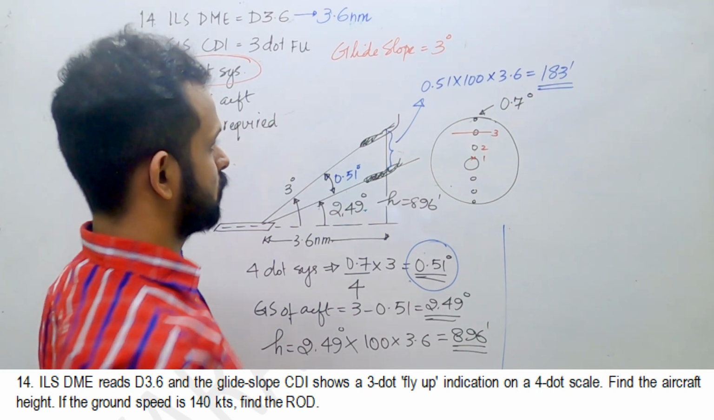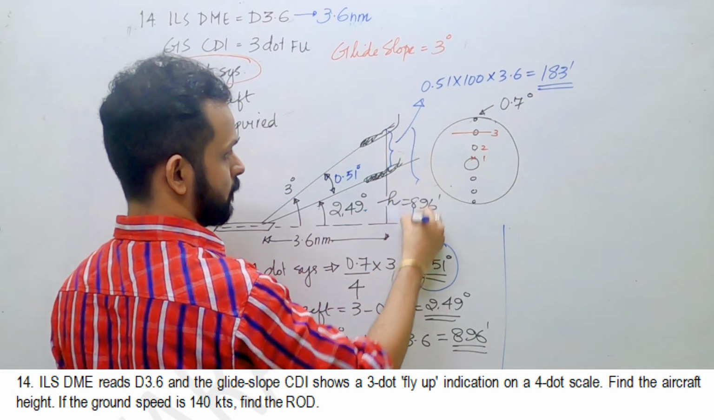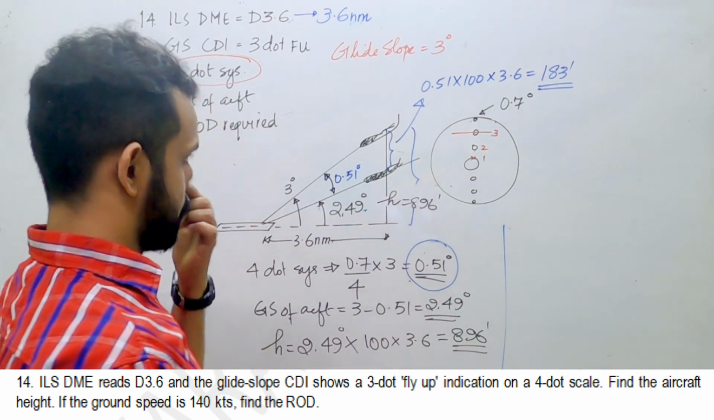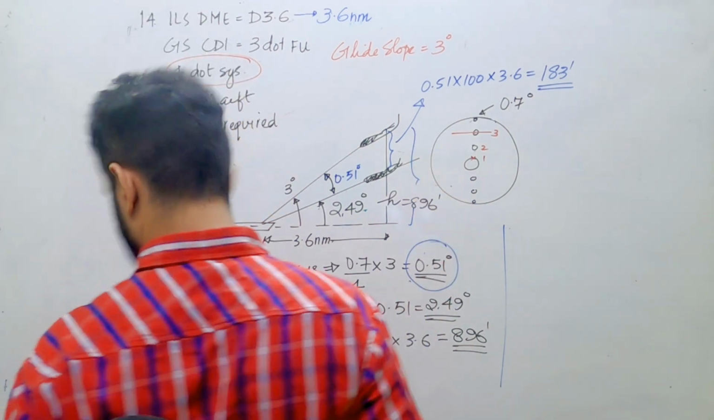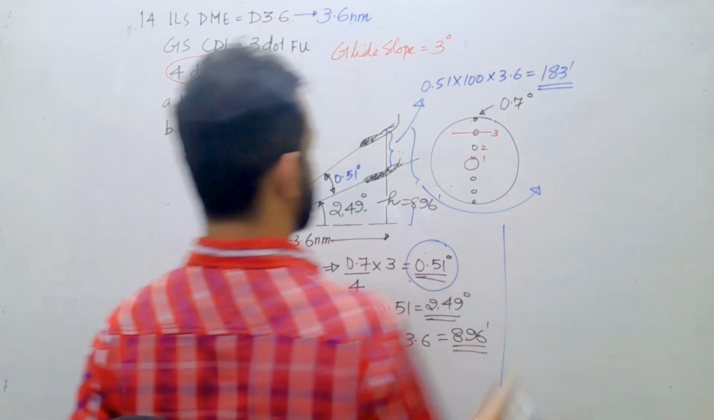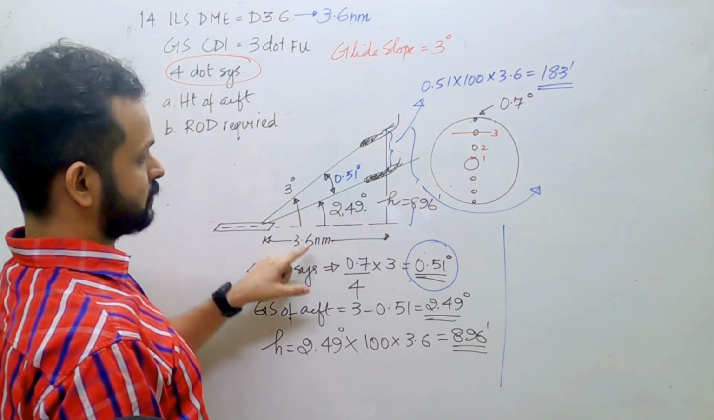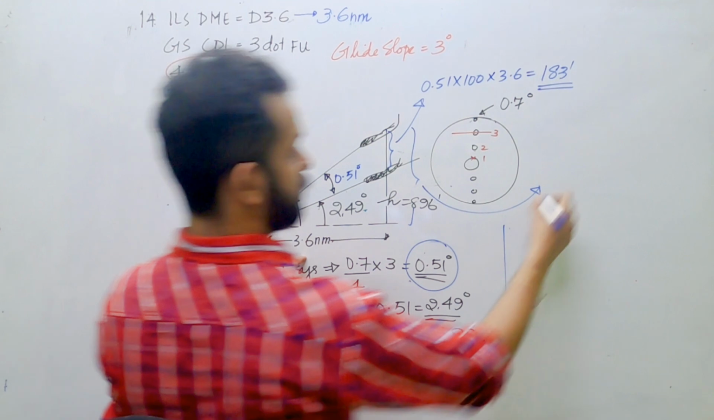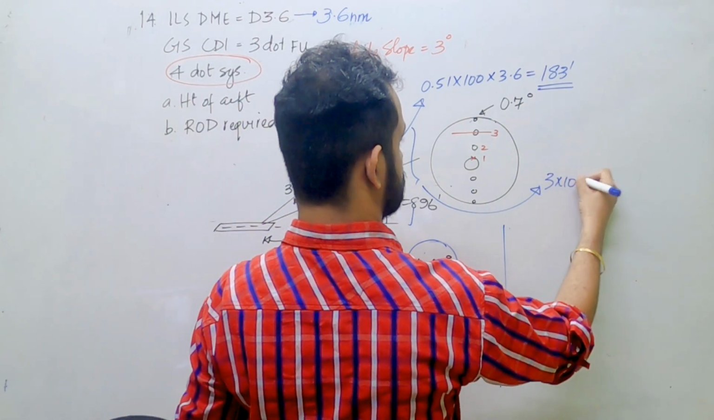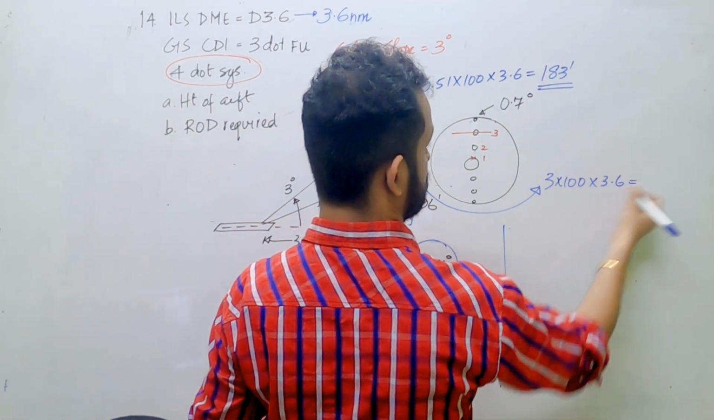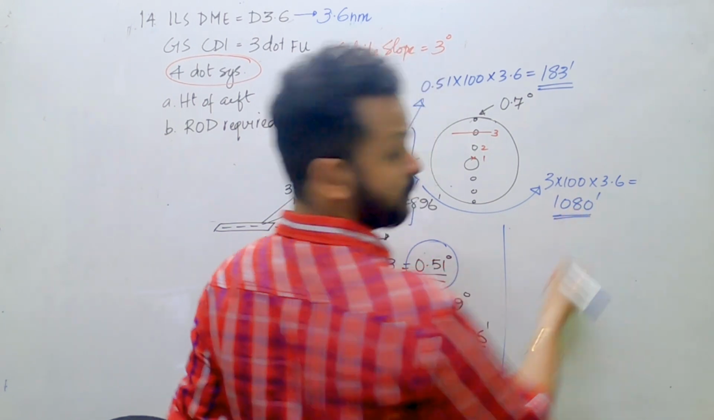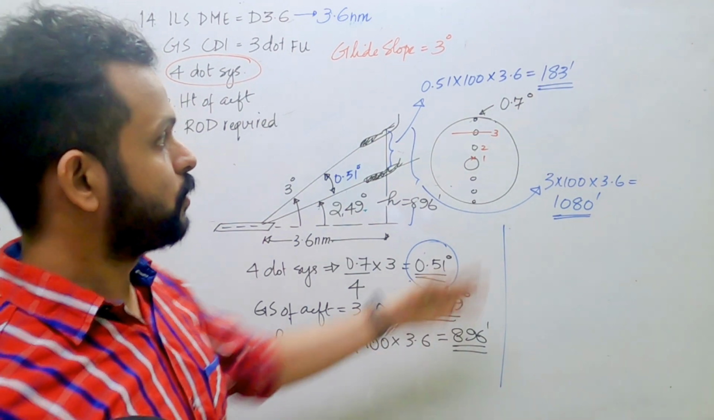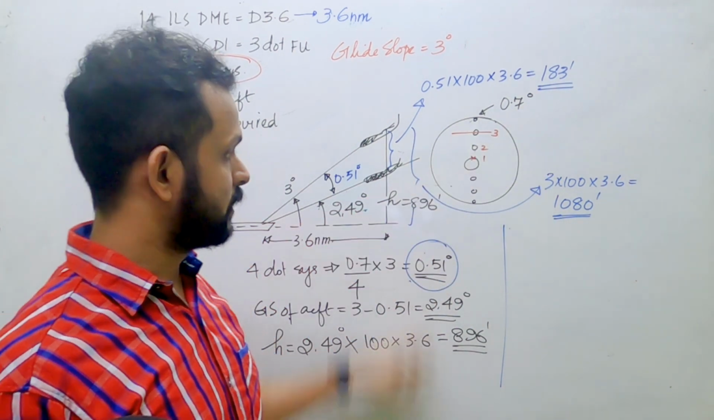Now, what would this height be on a 3-degree glide slope? It is easy to find out. Over a 3-degree glide slope, over 3.6 nautical miles, your height is going to be 3 into 100 into 3.6. How much is that? 1080 feet. Now you can simply subtract these two, and that gives you the answer.